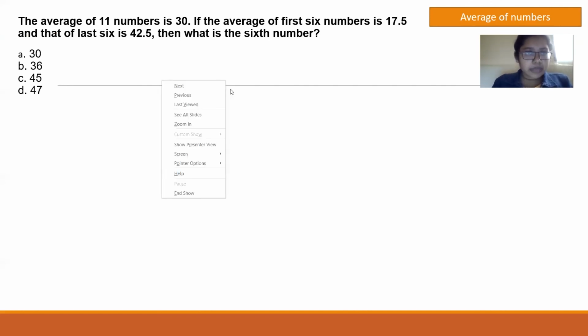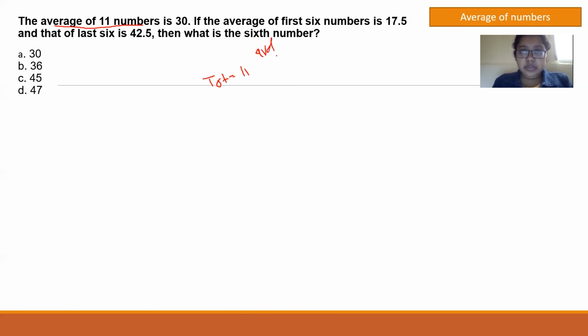Let's see what is happening over here. The average of 11 numbers is 30. That means how many numbers are there in total? We have a total of 11 numbers, right? And its average is 30. But in these 11 numbers, if the average of the first six numbers, what we are given is 17.5, right? And that of the last six, what we are given is 42.5.